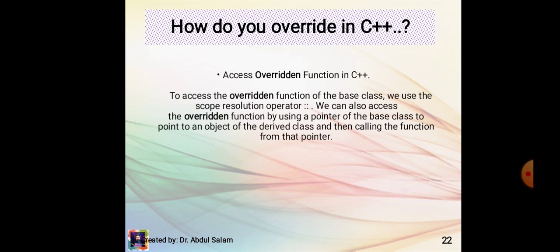How do you override in C++? Access overridden function in C++. To access the overridden function of the base class, we use the scope resolution operator. We can also access the overridden function by using a pointer of the base class to point to an object of the derived class and then calling the function from that pointer.